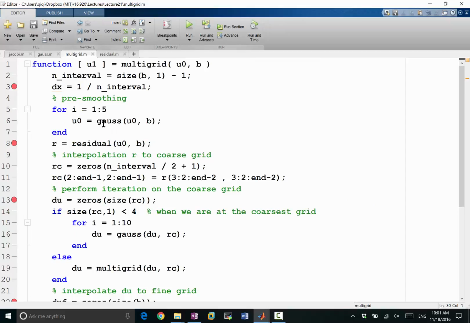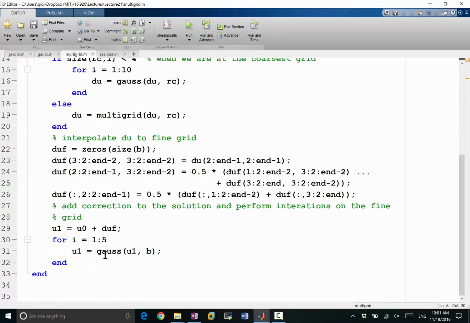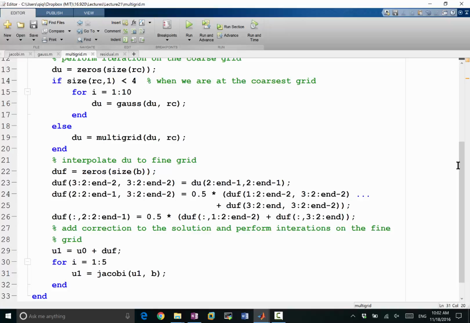So for example, if instead of Gauss-Seidel iterations I'm performing here, I change them to Jacobi iterations, what do you think is going to be the effect on the multigrid algorithm? Let's try that. Jacobi. So let me remove all these breakpoints, and I also make this to be Jacobi. Okay, I'm not going to change the coarse grid iteration because no matter using Gauss-Seidel or Jacobi, it is going to basically give us the exact solution. Okay.